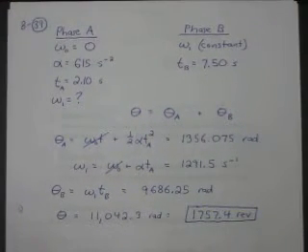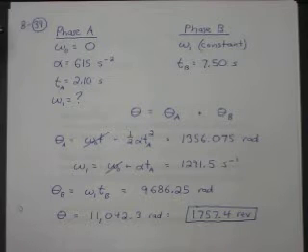Number 39 involves a dentist drill. Now there are two phases here. I've labeled them phase A and phase B. We need to separate it. We can't apply one kinematic equation to the two different phases because the kinematic equations only apply when there's a constant acceleration. Phase A and phase B have two different accelerations.